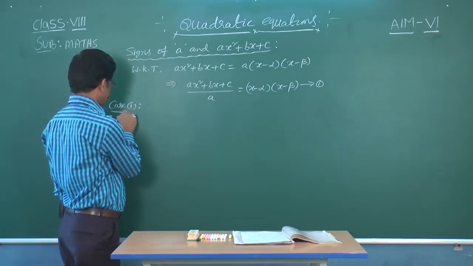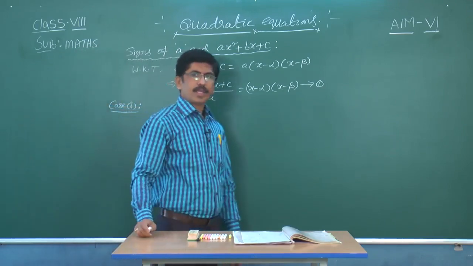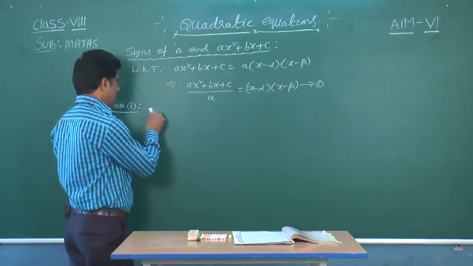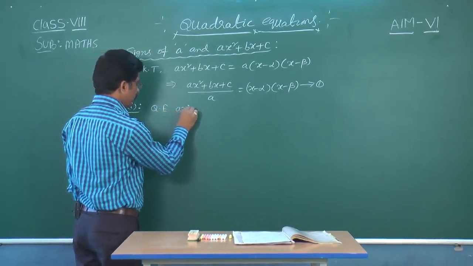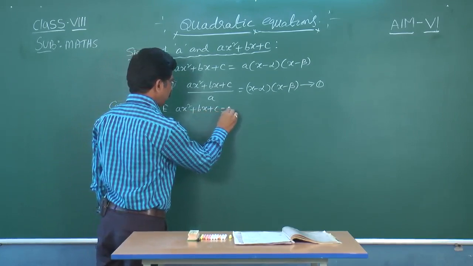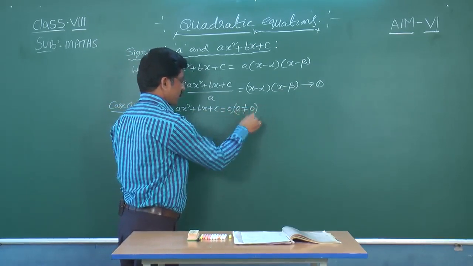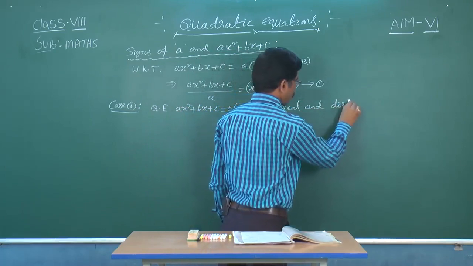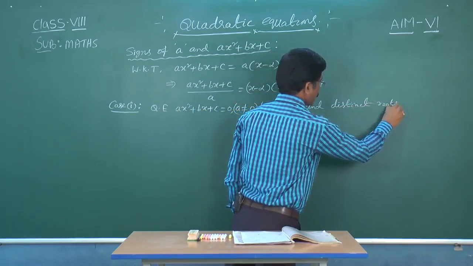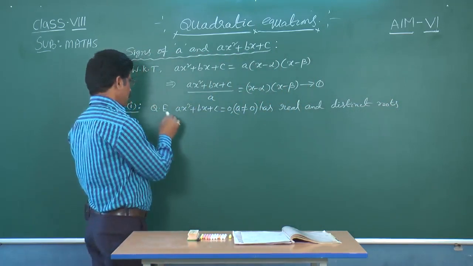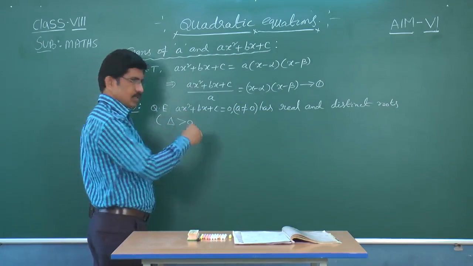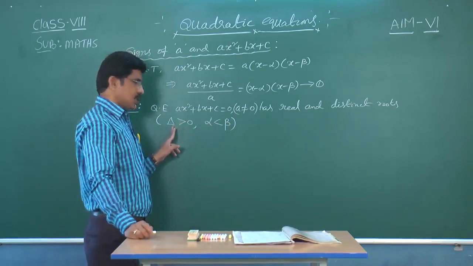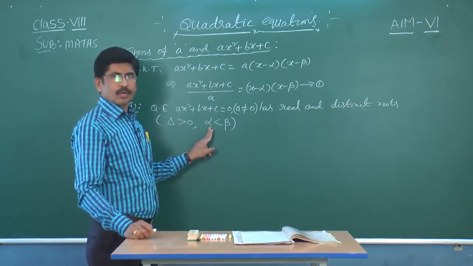Case 1. We know that a quadratic equation ax square plus bx plus c is equal to 0, and a is not equal to 0, has real and distinct roots. Real and distinct roots means delta greater than 0. When delta is greater than 0, alpha is less than beta.